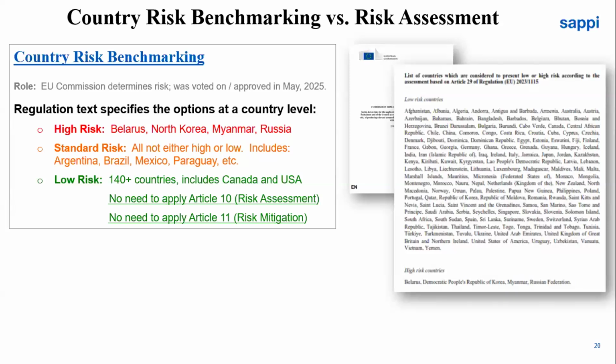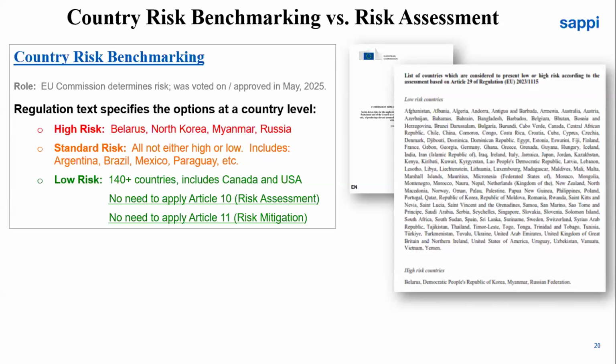So I'll get a little bit more detailed. In May, they published this country risk benchmarking. I'm just showing you an example of the 2-page document on the right. They only identified 4 countries in the entire world as high risk: Belarus, North Korea, Myanmar, and Russia. There are a variety of standard risk countries, including Argentina, Brazil, Mexico, Paraguay, just to name a few. And there are 140 some countries that are low risk, including Canada and the US.